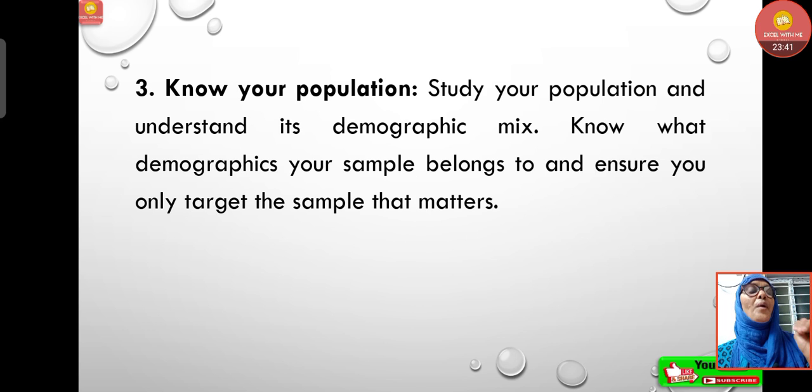Third one, know your population. Obviously, you should know who your population is. Study your population and understand its demographic mix. Know what demographics your sample belongs to and ensure you only target the sample that matters.